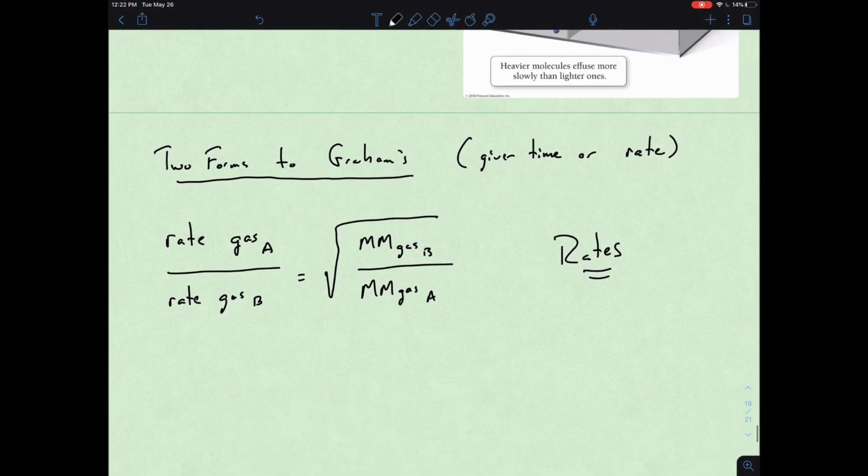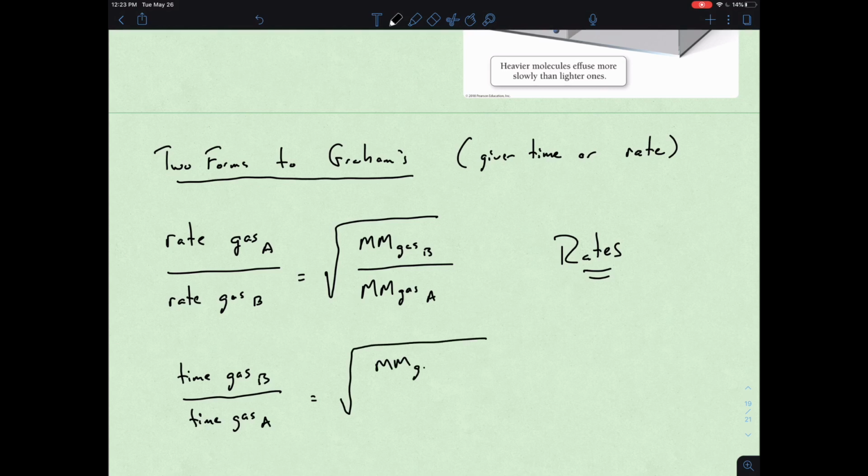We also have a time version where we would say the time for gas B over the time for gas A is then equal to the square root of the molar mass of gas B over the molar mass of gas A. So that would be looking at the time version.